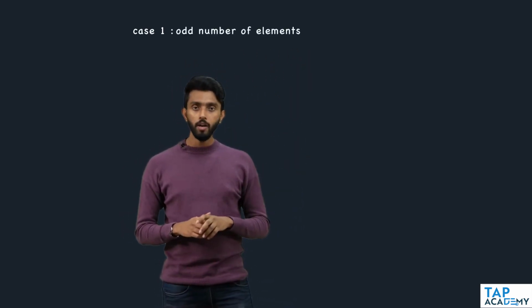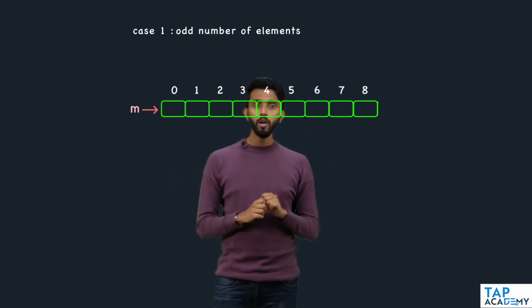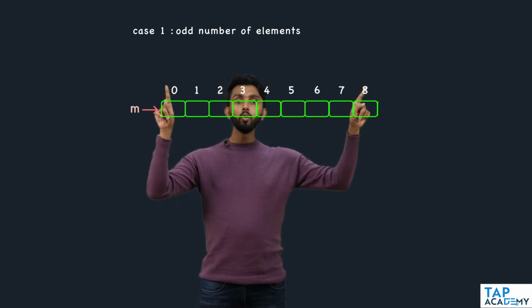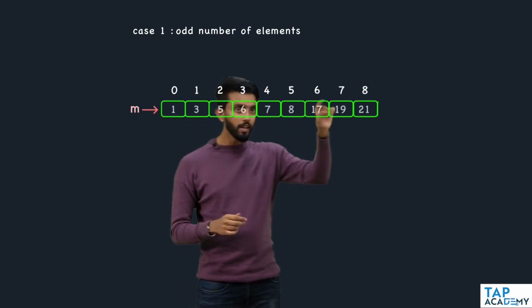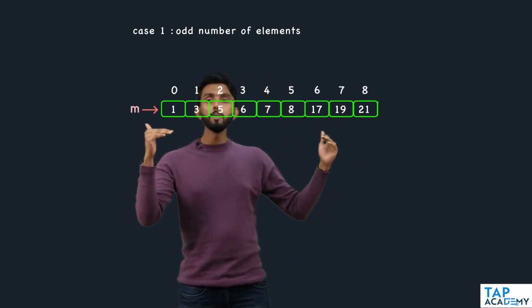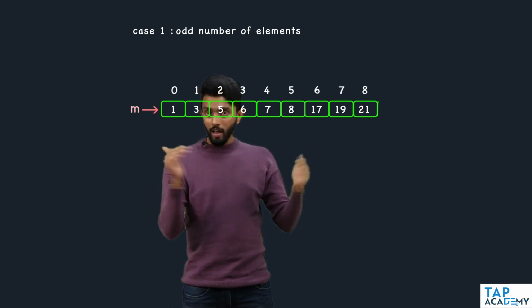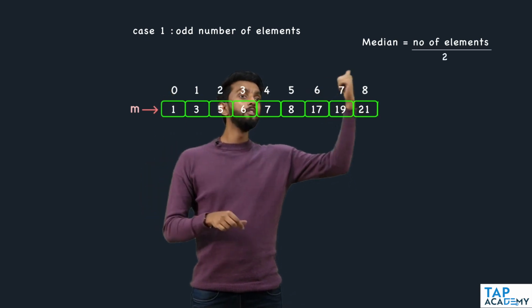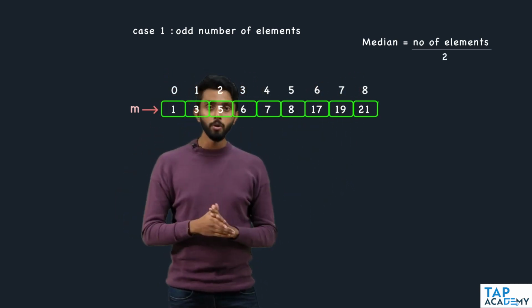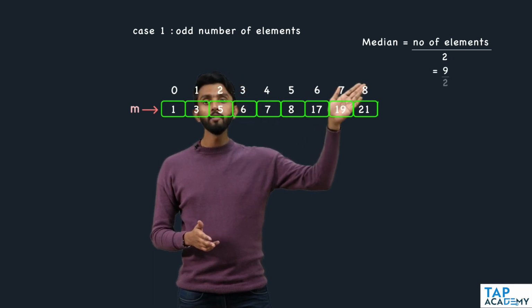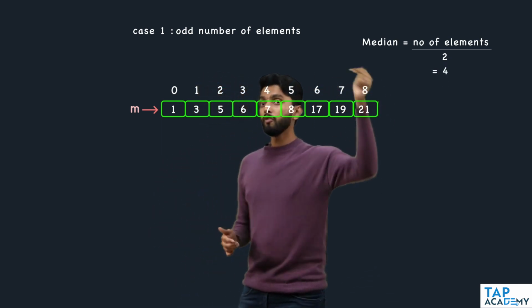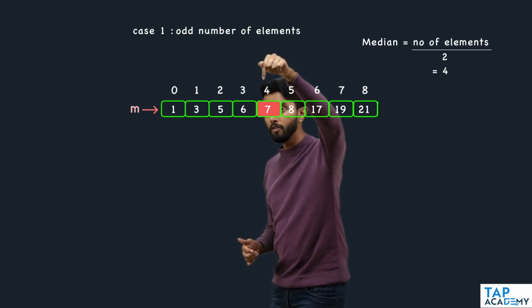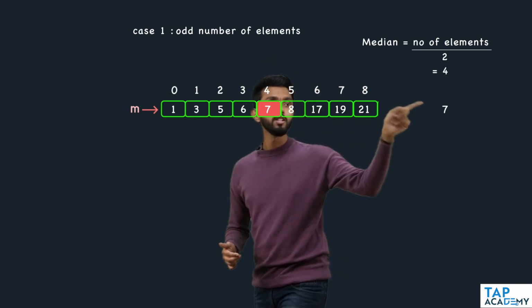Try to understand this. First of all, case number 1, assume there are an odd number of elements in my array. Okay, so let us assume this is an array. 0 to 8 means there are totally 9 elements, which is an odd number. Let us assume these are the elements inside the array. Now what is the median, if you ask me? The median has a formula which I am showing. Median is equal to the total number of elements divided by 2. If there are an odd number of elements, and the total number of elements is 9, 9 divided by 2 is nothing but 4, which means at the 4th position you have your median. And which is the value at the 4th position? 7. So 7 is your median.